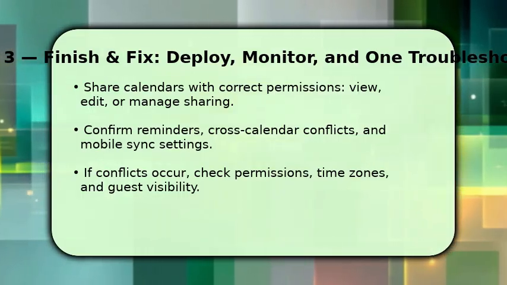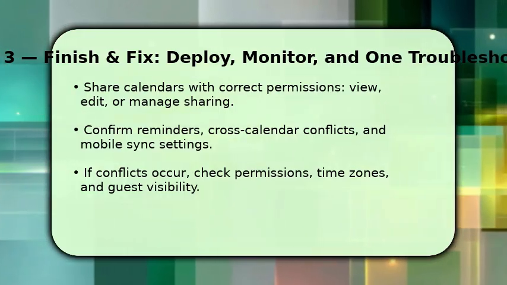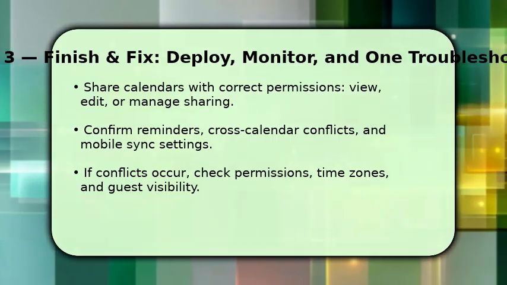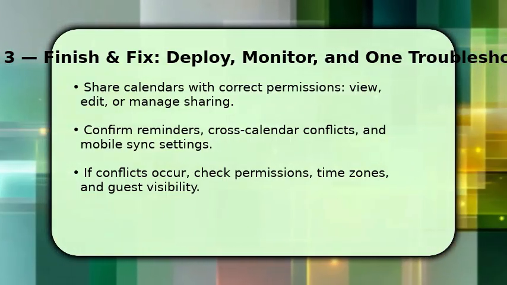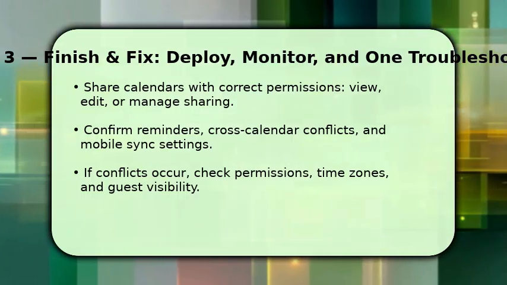If an invite or availability doesn't show, first verify time zones and calendar visibility, then confirm permissions and that guests are added to the correct calendar. If problems persist, remove and re-add the event or calendar. This often forces a fresh sync.